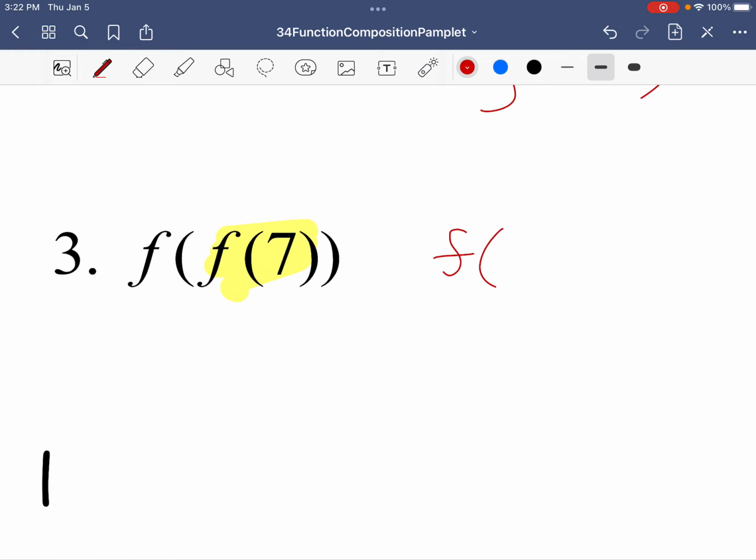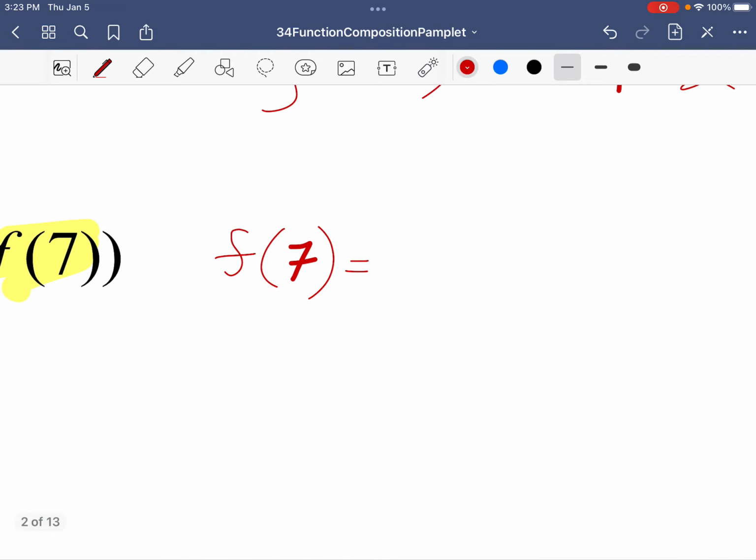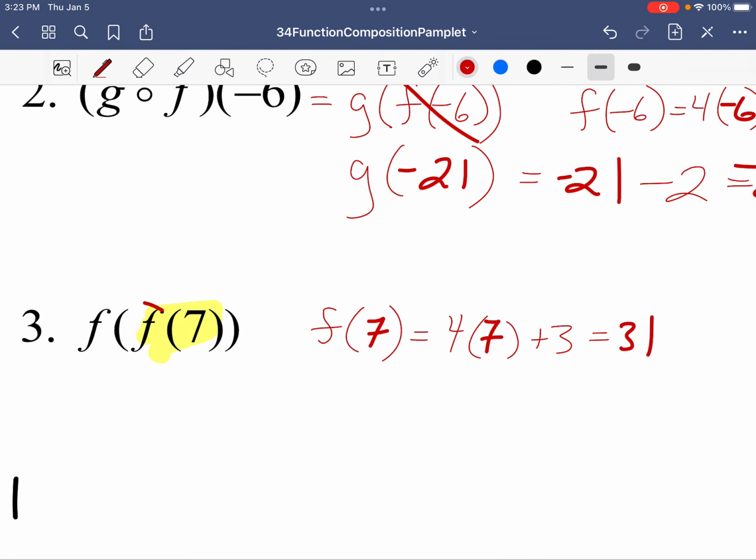Let's plug in first to the f function. Now when I plug into the f function, one more time, that's the function where you take 4 times whatever you're plugging in plus 3. That, of course, is going to be 4 times 7, because that's what I'm plugging in. 28 plus 3, we get 31. Now, f of 7 is the same as 31.